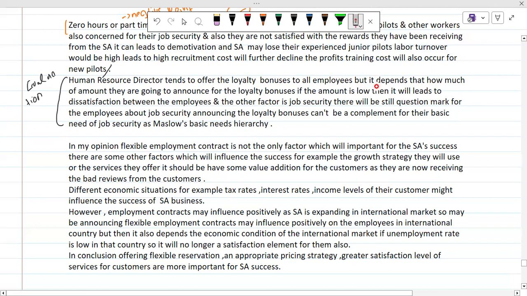Our meeting will end in 10 minutes. So after 10 minutes, we will continue.